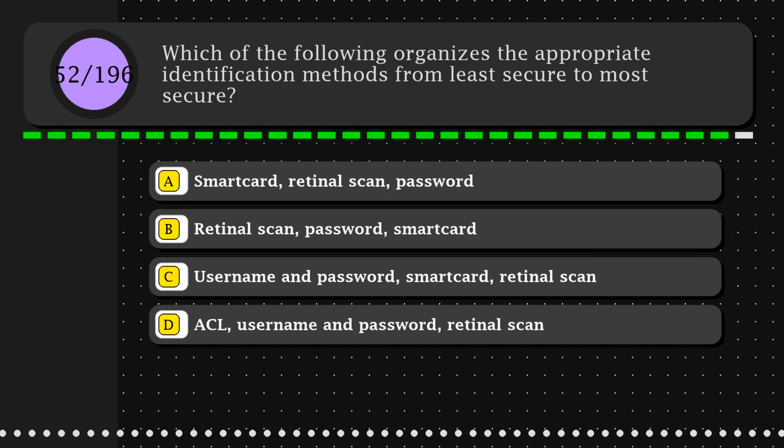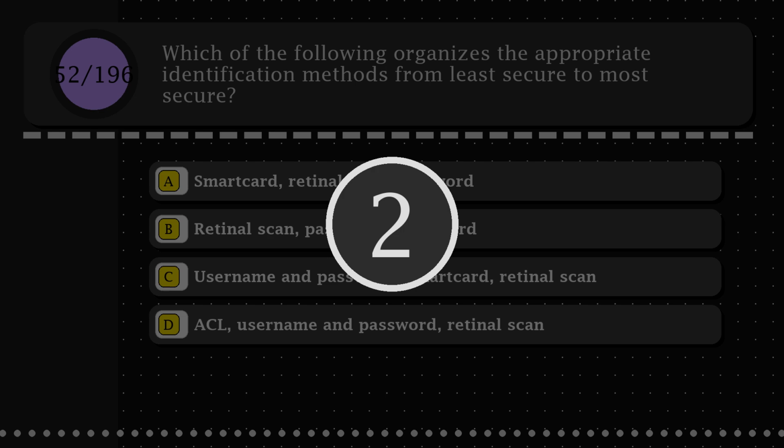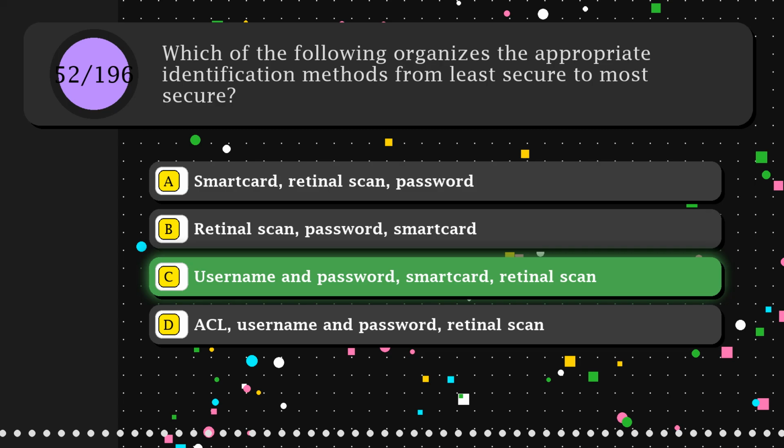Question 52. Which of the following organizes the appropriate identification methods from least secure to most secure? Option A, smart card, retinal scan, password. Option B, retinal scan, password, smart card. Option C, username and password, smart card, retinal scan. Option D, ACL, username and password, retinal scan. The correct answer is option C, username and password, smart card, retinal scan.